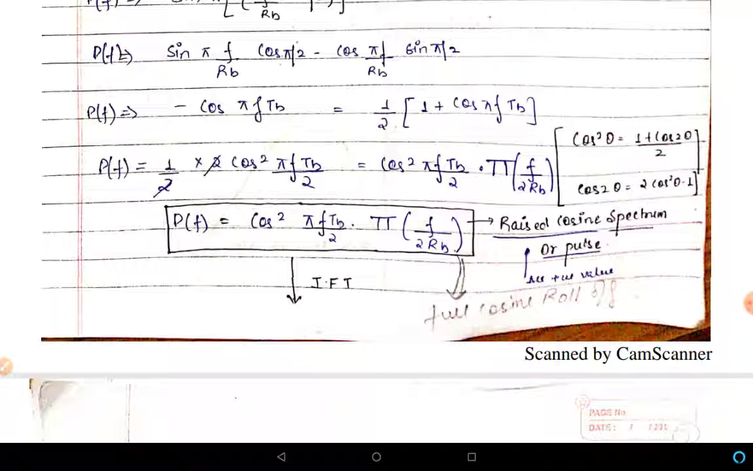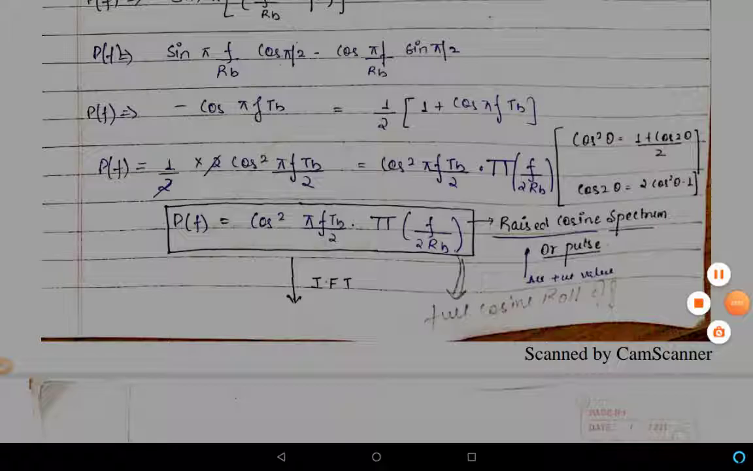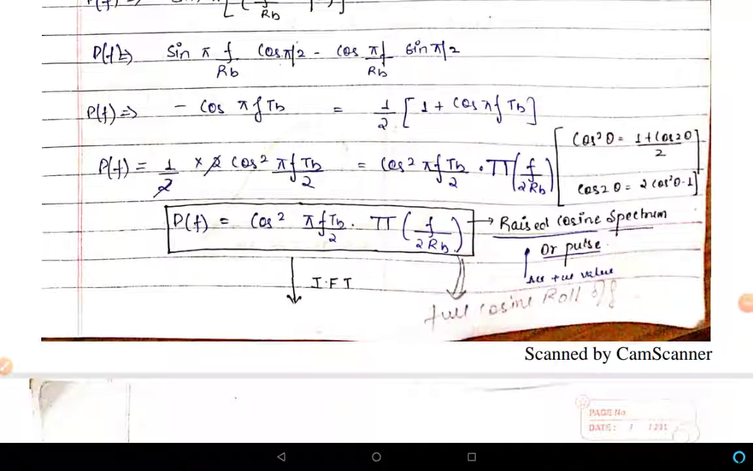However, there is some disadvantage of the Nyquist practical solution as well. The disadvantage is that again the bandwidth is more. I am increasing my bandwidth over the minimum required. What is the minimum required? RB by 2. So I am increasing over RB by 2 till RB. This is the disadvantage of the Nyquist first criterion, and we will try to cover this through another topic, that is the Nyquist second criterion, in which this disadvantage has been taken care of. Thank you.